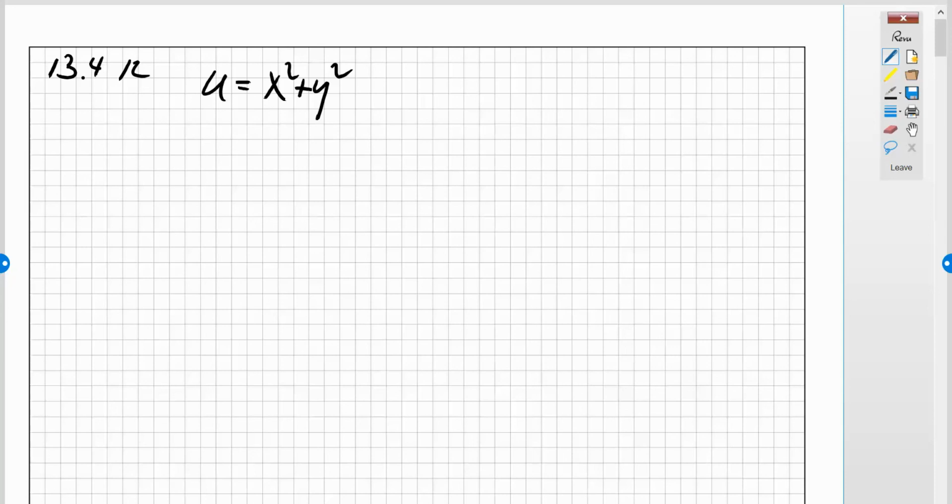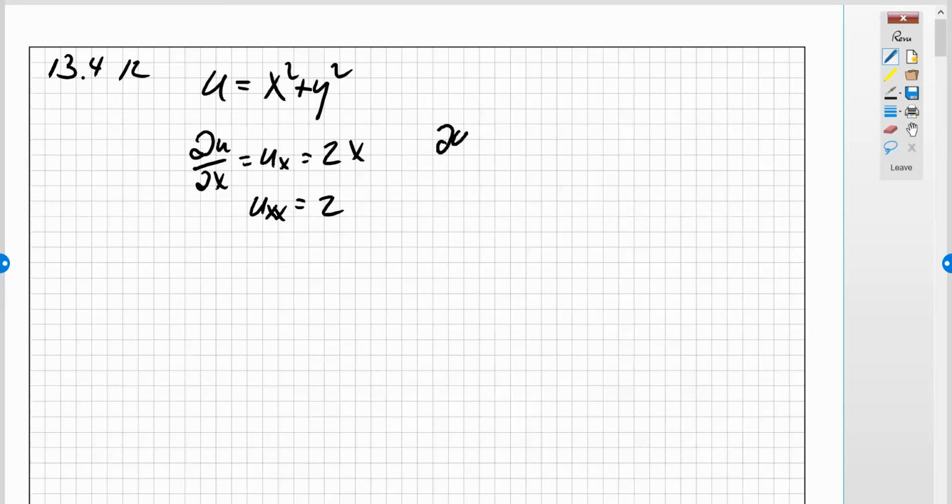The test to see if it's harmonic says we need to take two second partial derivatives of this function u, and we need the second partial of u with respect to x. And so to do that in two steps, the partial of u with respect to x, we're going to call ux, is equal to 2x, and uxx, taking one more partial derivative, is equal to 2.